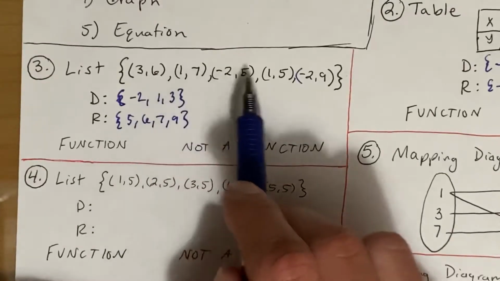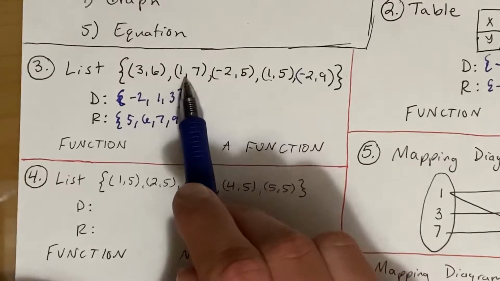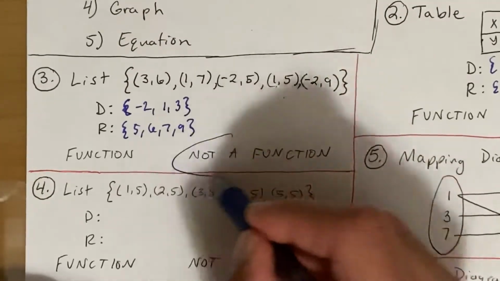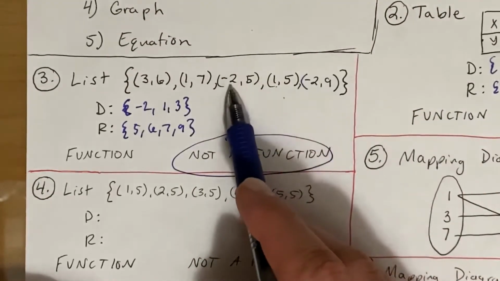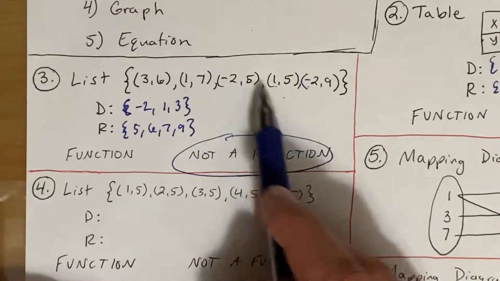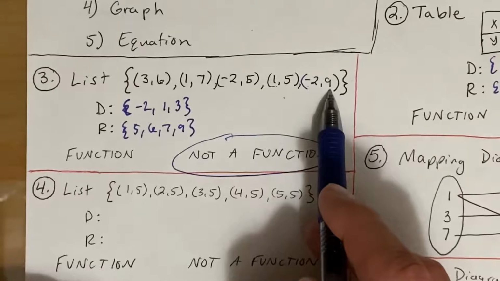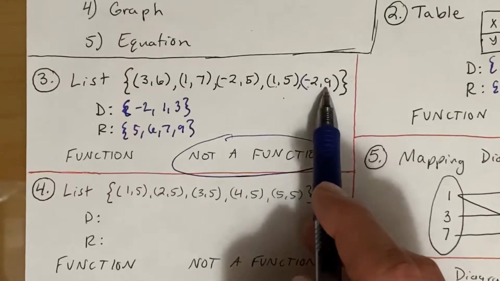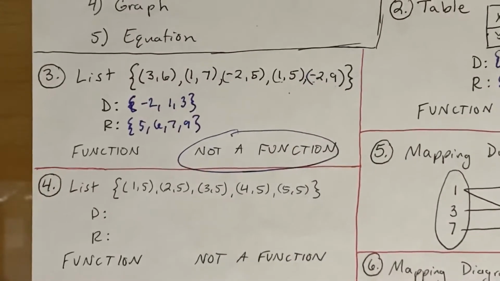3, 1, -2, 1. Here I had 1, 7. Here I had 1, 5. Not a function because that x value of 1 repeated. And look, also -2 repeated. So if -2 gives me 5, -2 cannot also give me 9 as my output. It can only have one output for each input.